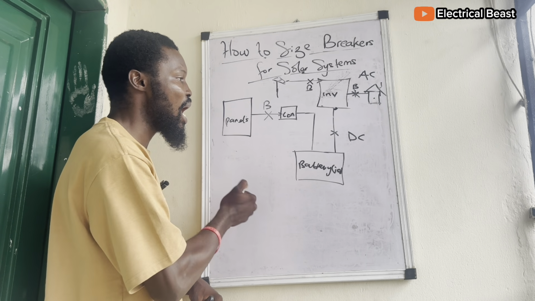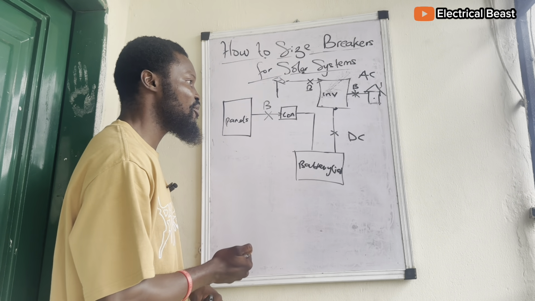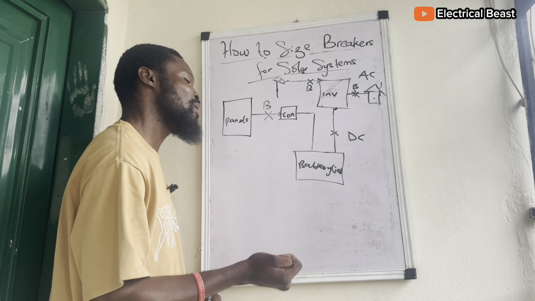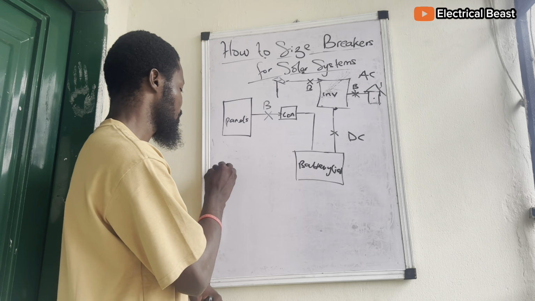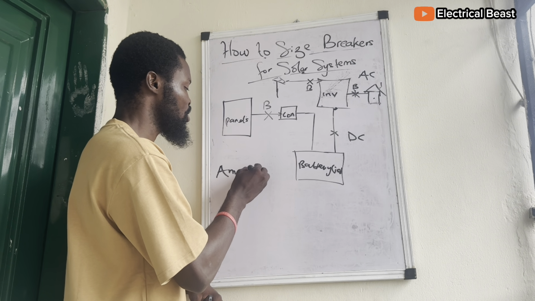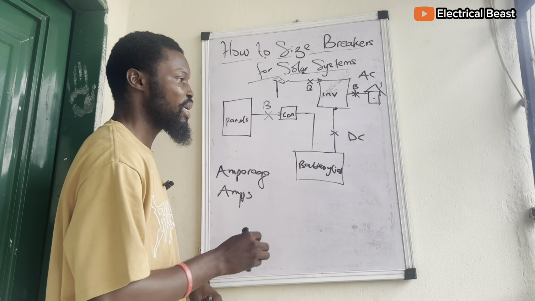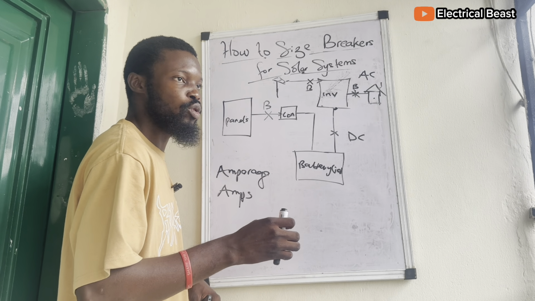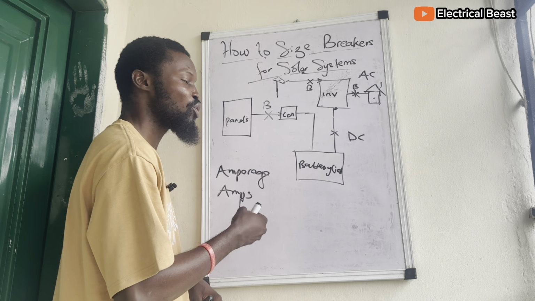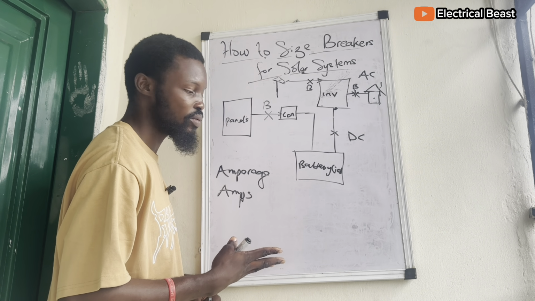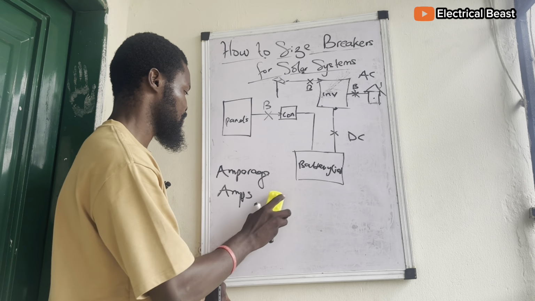The question is how to know the exact rating of breakers to use. It's very key for you to understand that breakers are primarily rated in amperage, or amps for short. So when you get a breaker, you want to look at the current rating of that breaker. And that will help you know what to do in terms of choosing the right breaker for your systems. And I'm going to show you exactly how that is done. Now let's get to it.